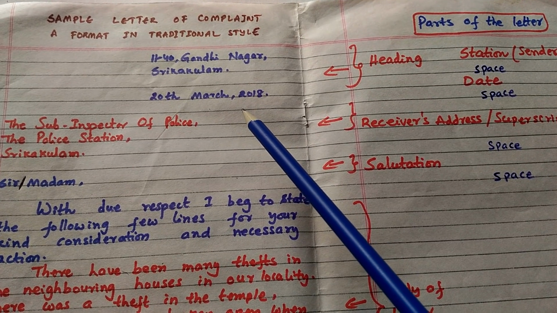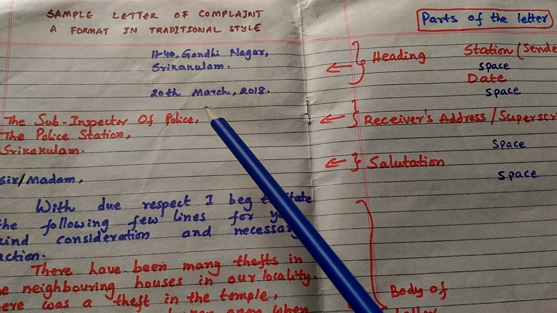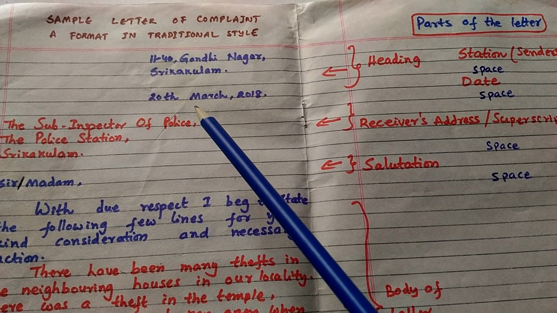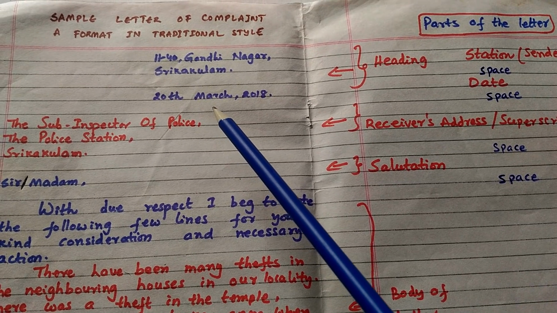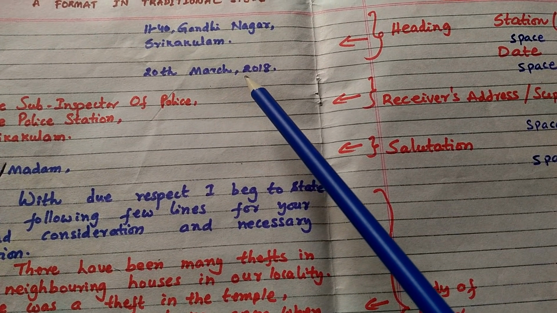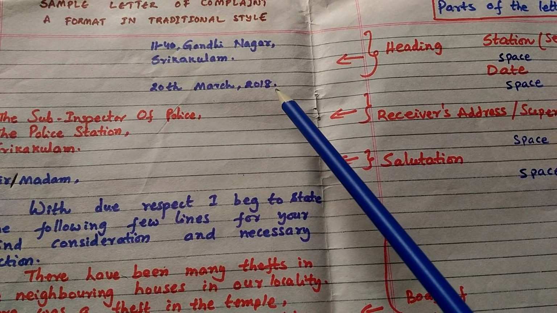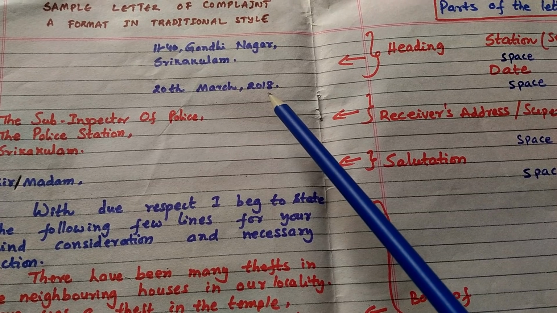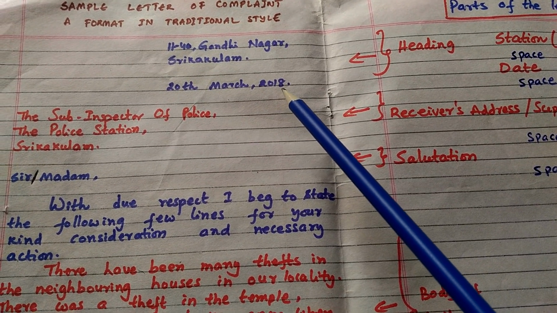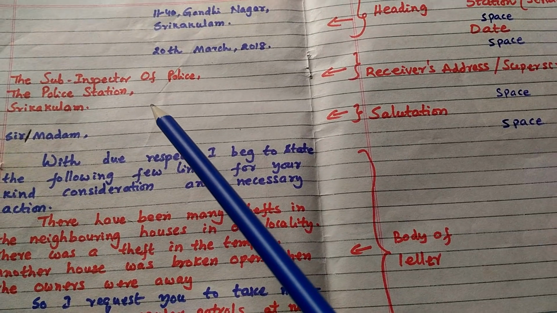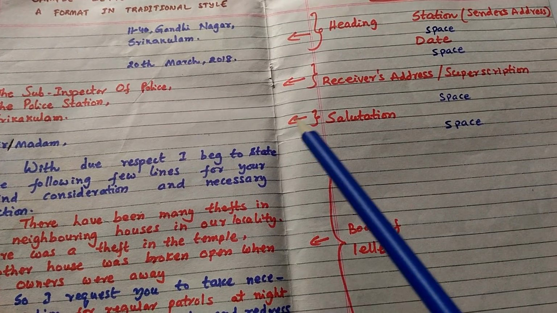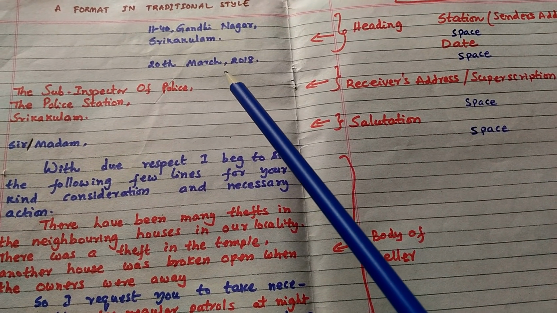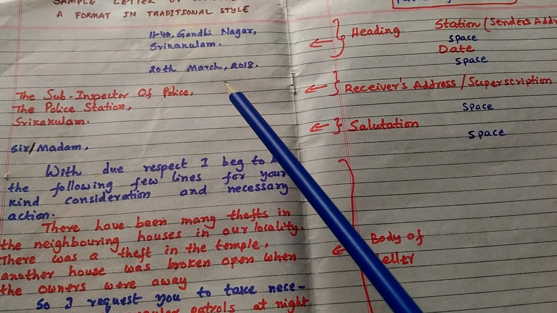And then we have to write the date. Here, March, the month name is to be put in capital letter. That means the month should be started with a capital letter. And after the month, we have to write a comma. And then we have to keep a full stop immediately after the year. And the next part is the receiver's address, also called superscription. After writing the date, we have to give one line space.